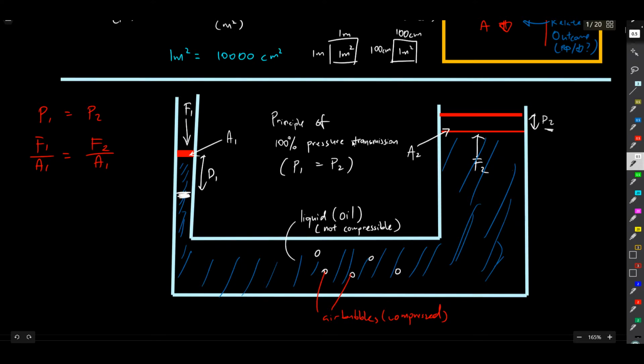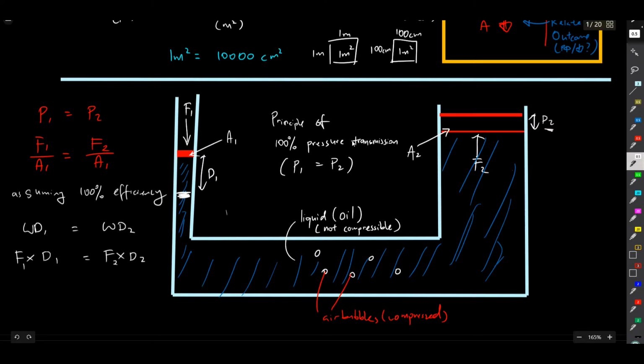So we know another thing that is 100% transmitted, which is energy. Since energy cannot be created or destroyed, only transferred, if there's no friction in between the walls, this will be 100% energy transmission. So assuming 100% efficiency, then the work done on piston 1 will be equal to the work done on piston 2. And recalling the formula for work done, which is force times distance, we'll be able to get this formula.